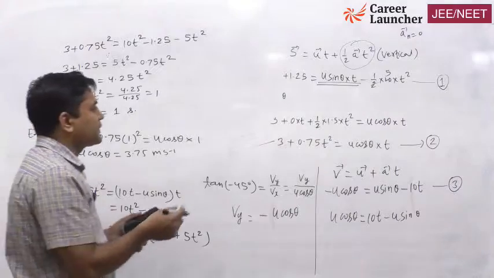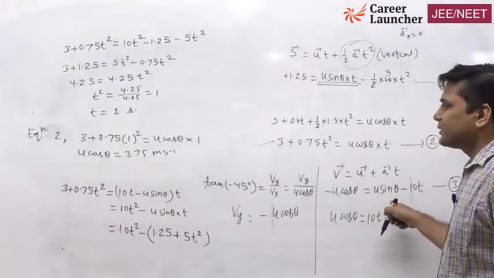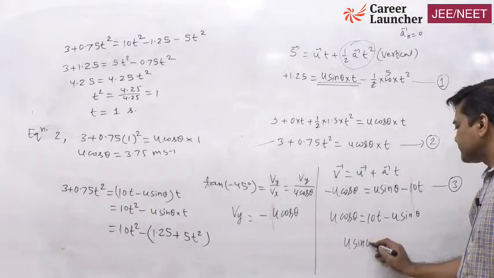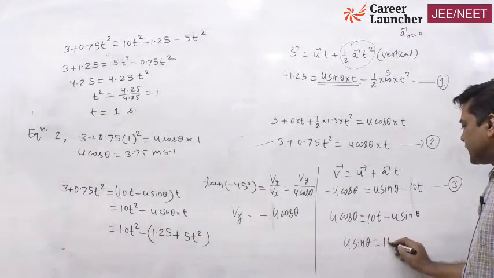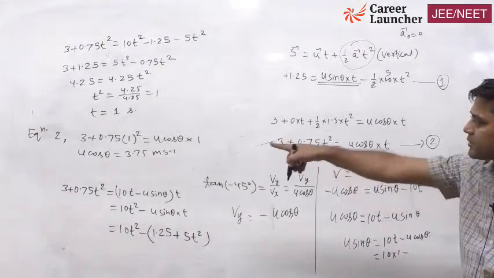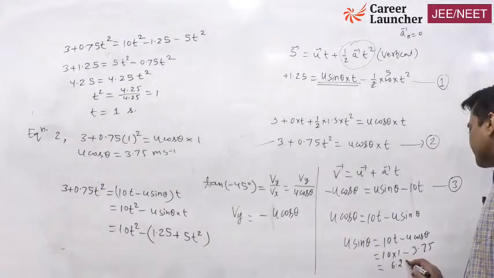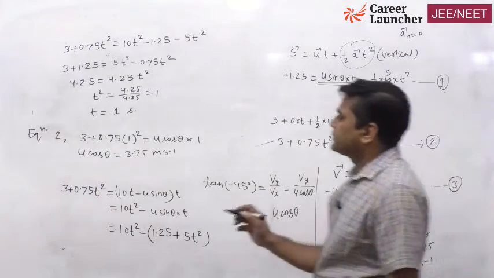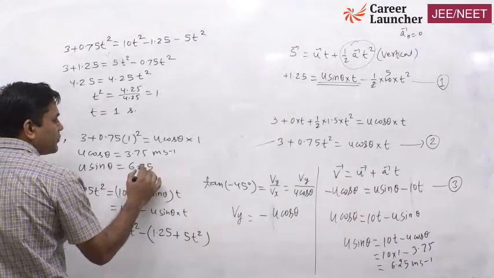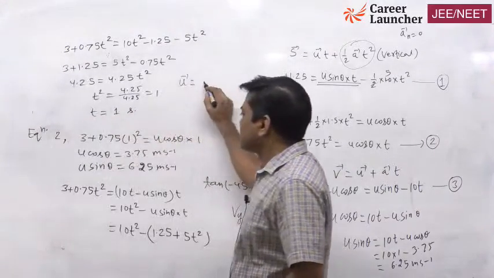And similarly, you can substitute the value over here to get the u sin theta, or here also anywhere, because you know u cos theta. Here also you can use. So from here, u sin theta will be equal to 10t minus u cos theta, 10 into 1 minus u cos theta we have just calculated, 3.75. So this becomes now 6.25. So u sin theta is 6.25. So now this question is solved. The final answer u is 3.